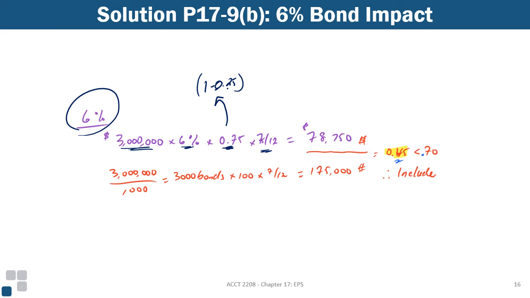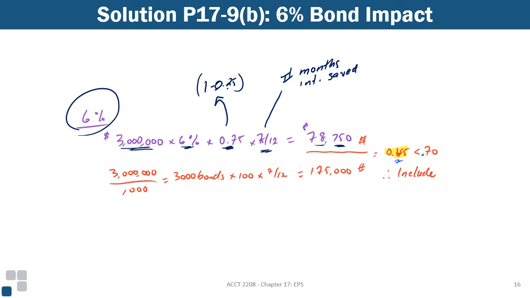So what happens here is these bonds were converted 5 months into the year, on June 1st, so that the interest is saved from June all the way to the end of the year. That's why this is 7/12, the number of months the interest was saved. So $3 million times 6% interest times 0.75 times 7 over 12 means that the common shareholders would see an extra $78,750 added to the earnings.